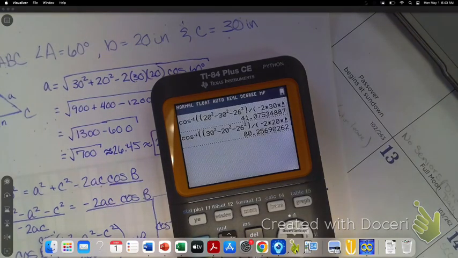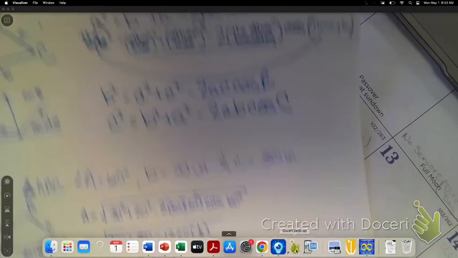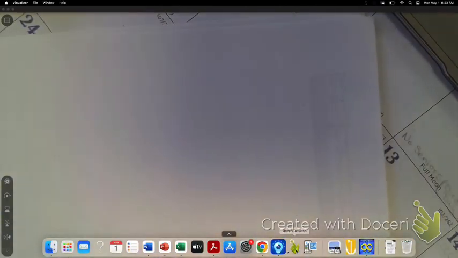Okay, so no matter what your assignment says, you're supposed to do what? Find all parts. Find all parts. So let's do one more together, and then we'll call it.